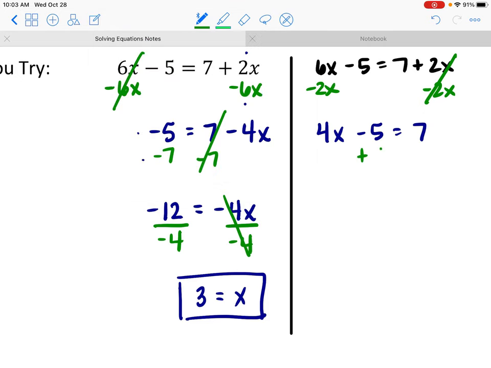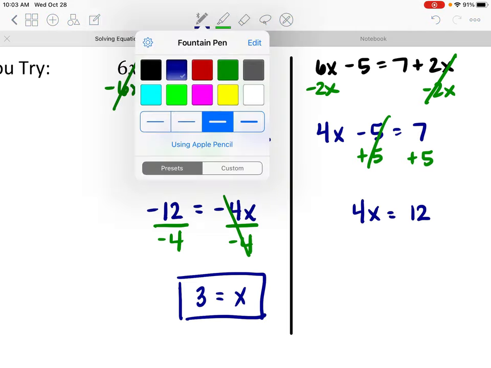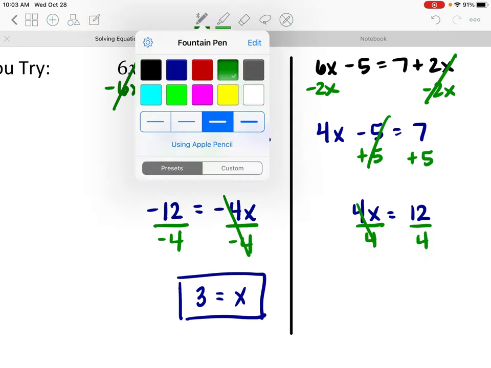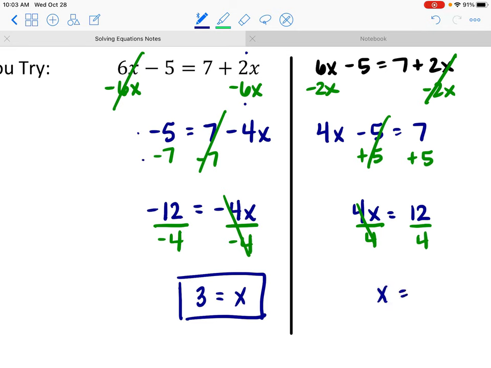Now I'm going to move the minus 5 by adding it. And so that's going to leave me 4x equal to positive 12. And so this time, I have a positive 12 divided by a positive 4, which still gives me a positive 3. So moving the variable this way kept everything positive, so if you prefer, then do it that way.